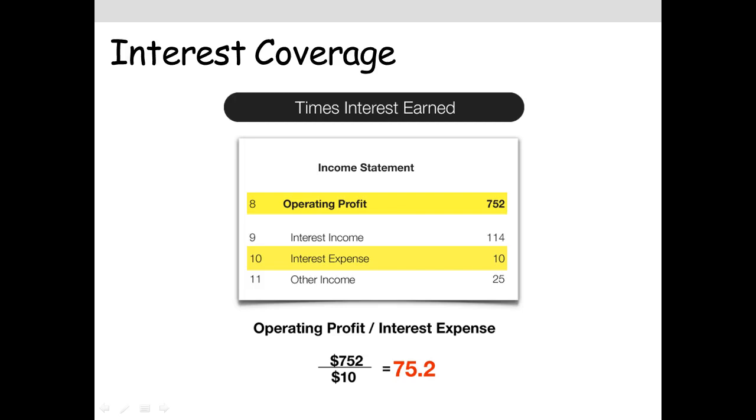If the interest expenses were 100, then the answer would be 7.52. That is also very healthy, because profit is more than interest expenses, and usually 5 to 7 is considered very healthy. So it is 7.52 if the interest expense is 100, which is also healthy.